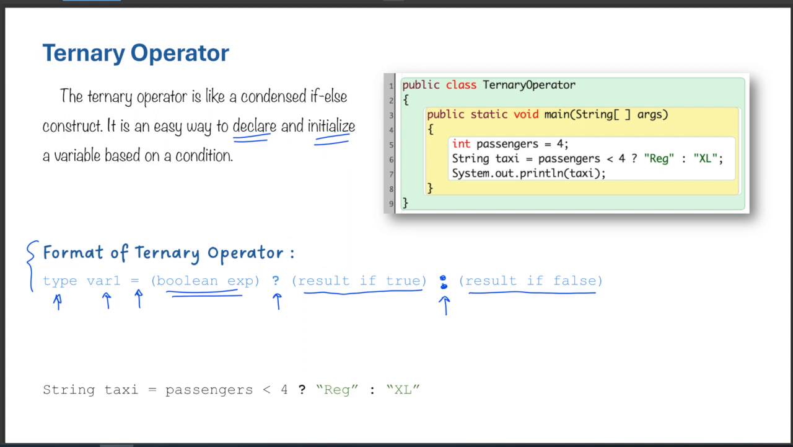So in this program, we have a string taxi equal to passengers less than 4. This is a Boolean expression. If we go up to the program, we see that passengers is equal to 4, not less than 4, so this is false. Since it is false, it will not set taxi to a regular taxi, but to an extra large taxi. And if you run this and execute it, it will print out XL.